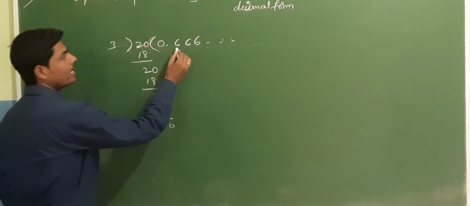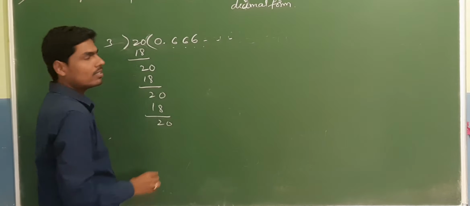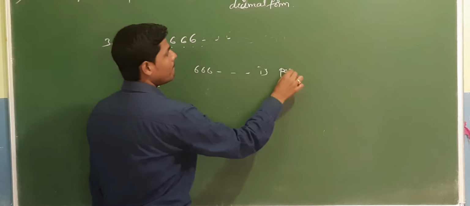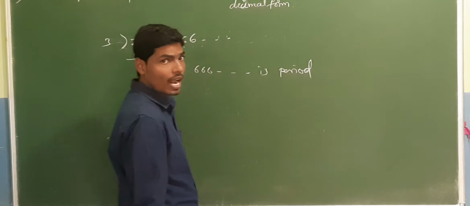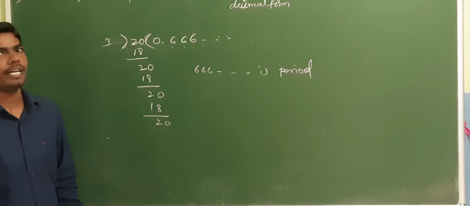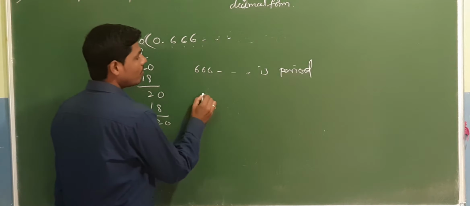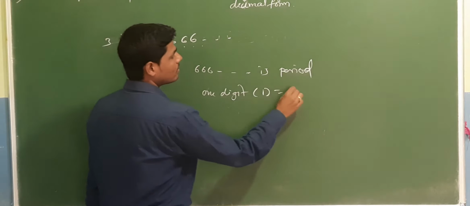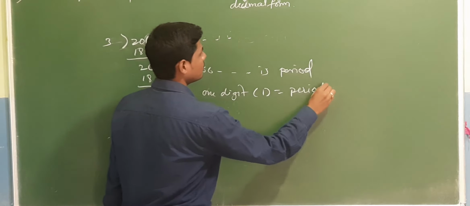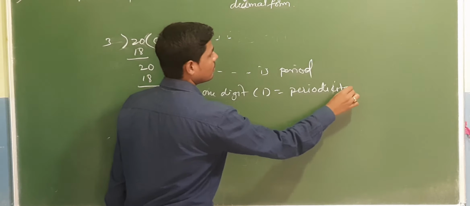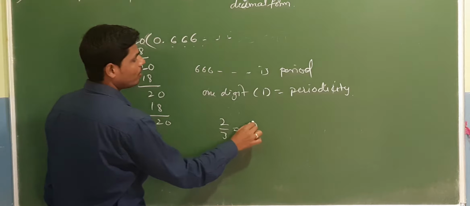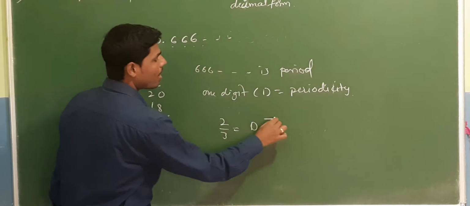So this 6 is repeating and you are not getting remainder 0. What is repeating here? 6, 6, 6, 6. That is the period. And periodicity is how many digits are repeating here? Only one digit is the periodicity. Now for 2 by 3, the solution is 0.6 bar.